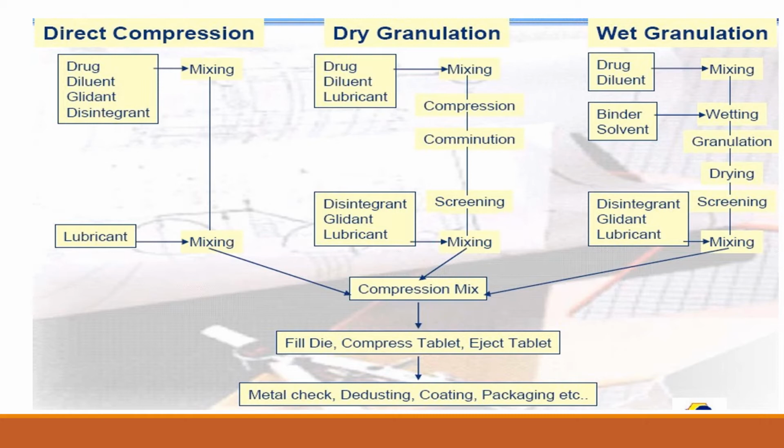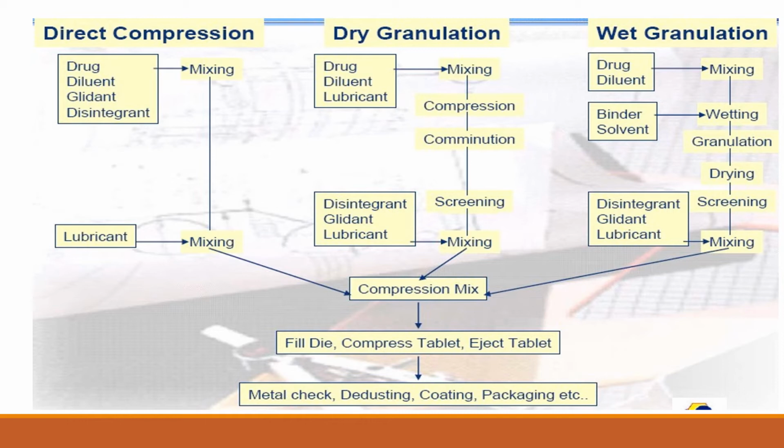So after that we mix all those things, then compression is done, then comminution is done, and after comminution, screening is done, means it's checked whether it is correct or not, and again disintegrant, glidant and lubricant are mixed. After that compression is done, and after that we eject the tablet with the die. After that different properties like metal check, dedusting, coating, packaging, these are all checked and marketed.